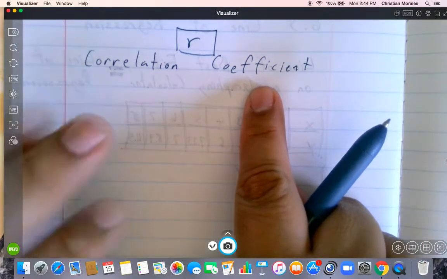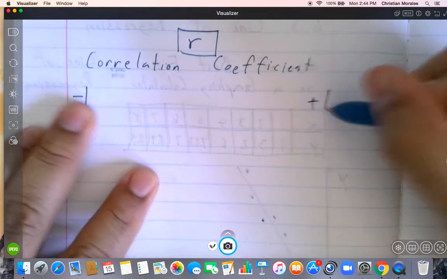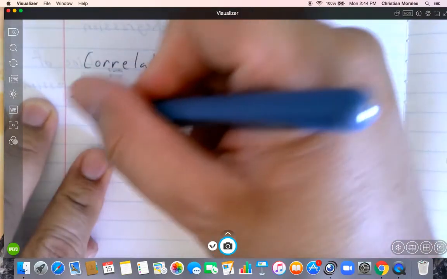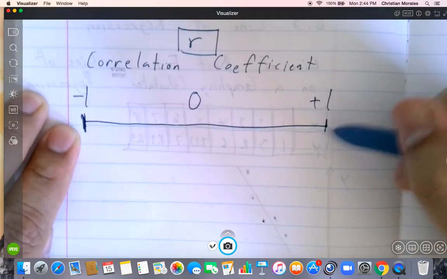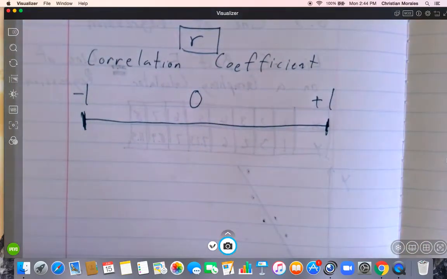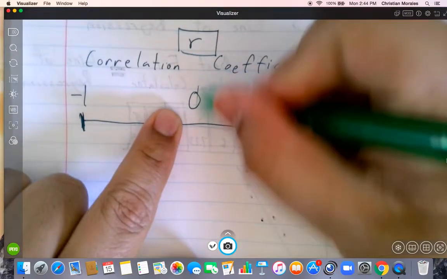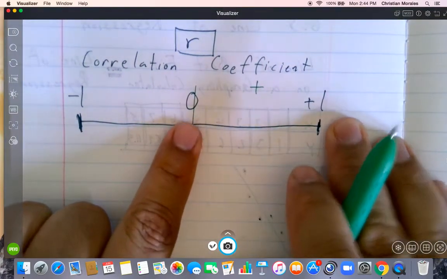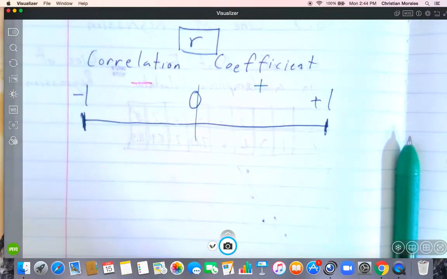Okay, now it's within a range. It's between -1 and +1. And of course, in between them is 0. So your numbers for this are going to be in between this. So what's the point of this? Well, if you notice, half of it is positive, the other half is negative. So if you have a positive correlation coefficient and you're on this side, you have a positive trend, you have a positive correlation. If it's on this side, you have a negative correlation, okay?